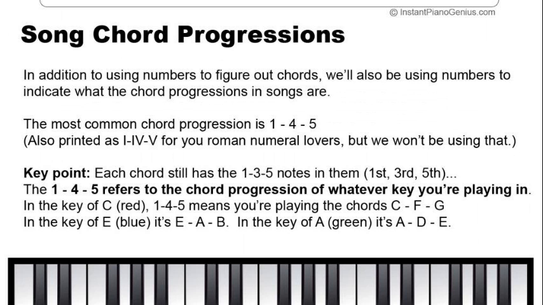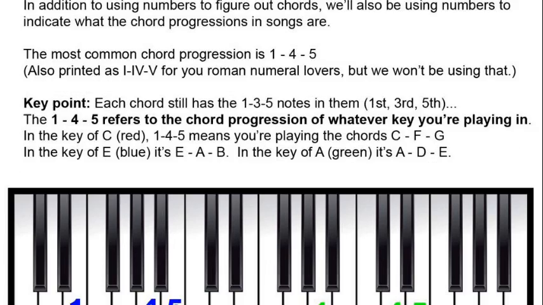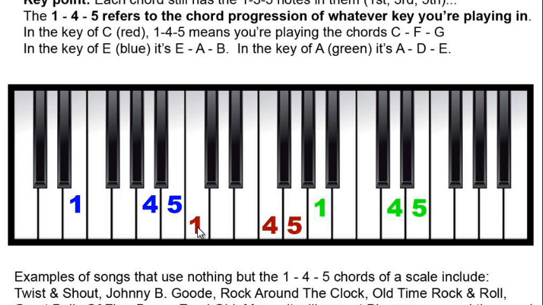Now, the number system doesn't just teach you how to play the notes in a chord, it also tells you what chords to play in a song progression, what chords to play that make up a song. Now, if you're in C, then a C major chord would be the 1 chord of a C major scale. If someone told you to play a 2 chord, that would be playing a D. A 3 chord would be an E, and a 4 chord would be an F, and a 5 chord would be a G.